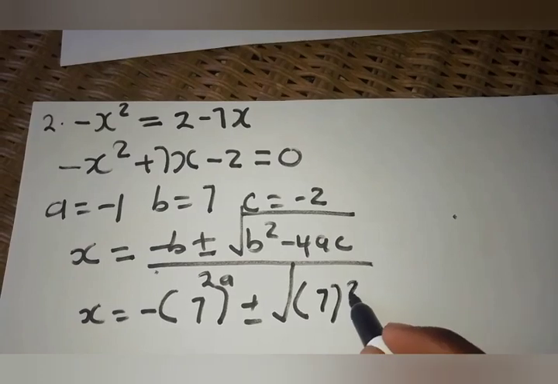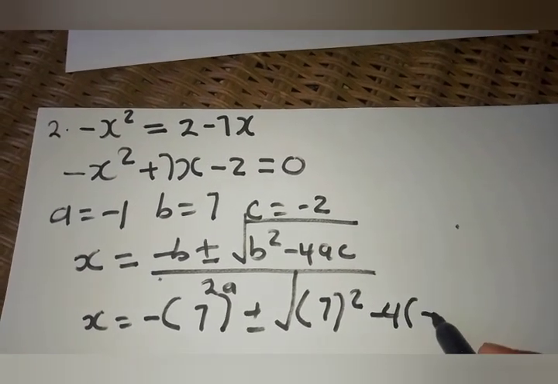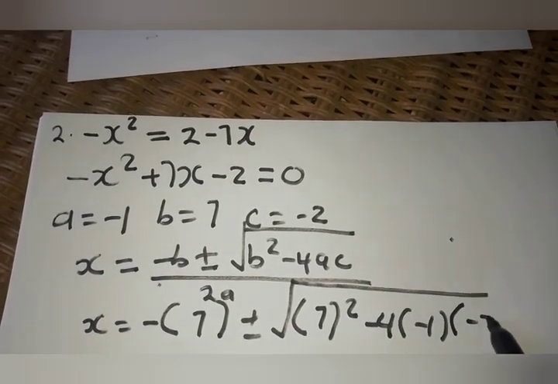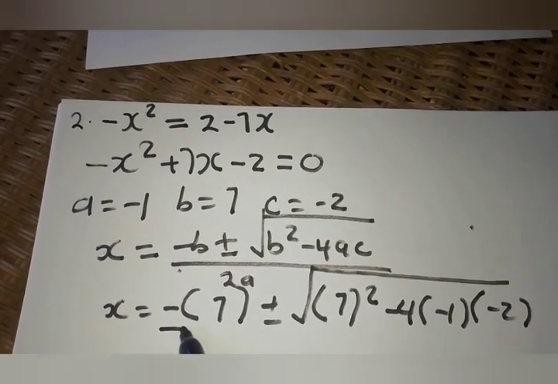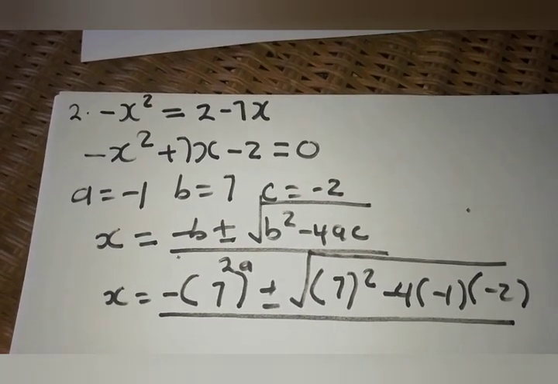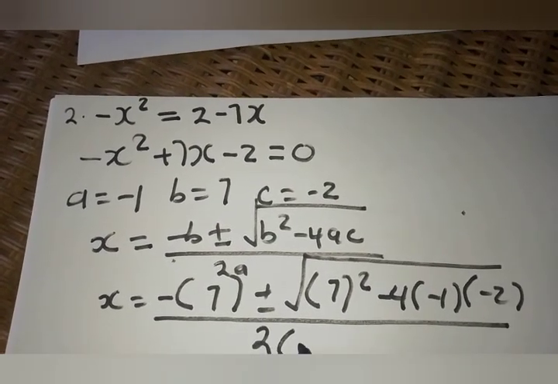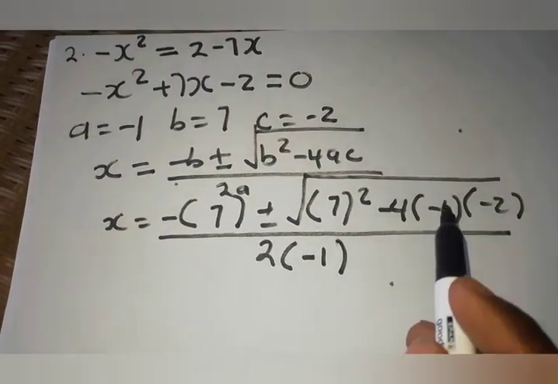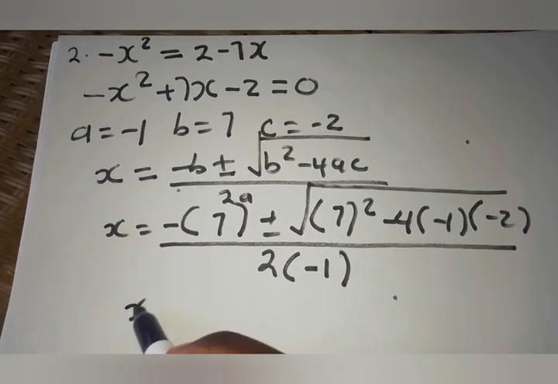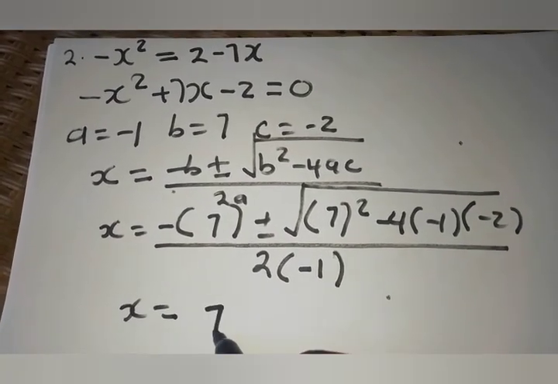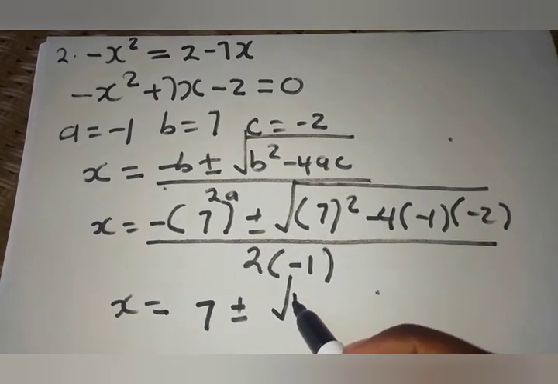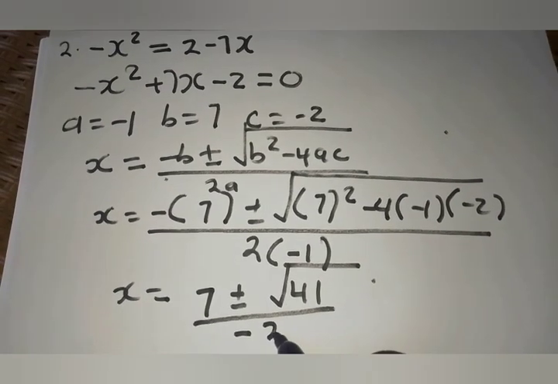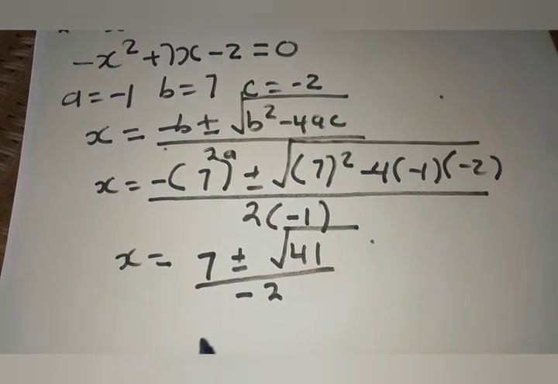So 7 squared minus 4, we substitute that value of a, which is minus 1. Minus 2, then we divide everything by what? By 2, open bracket, minus 1. Now, when we are here, you just use your calculator as we did on the first example. You see that? Now, you have minus 7 plus or minus square root of 41. Actually, we have plus 7, yes, over minus 2.